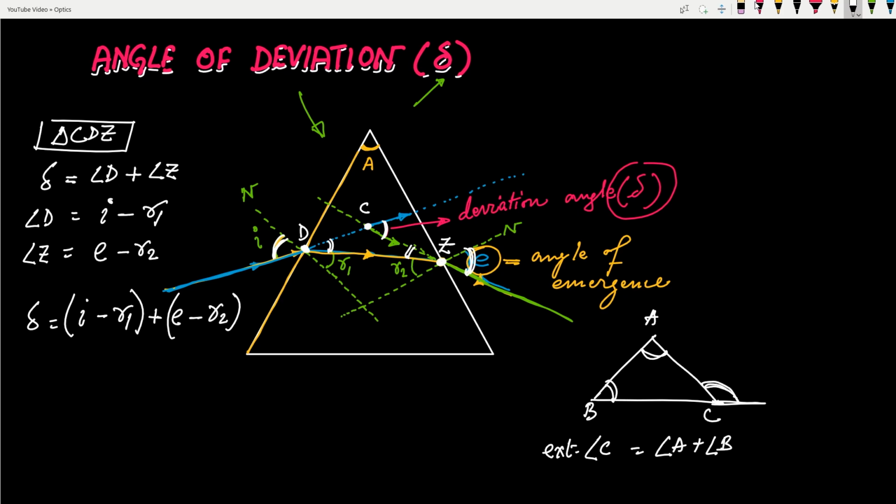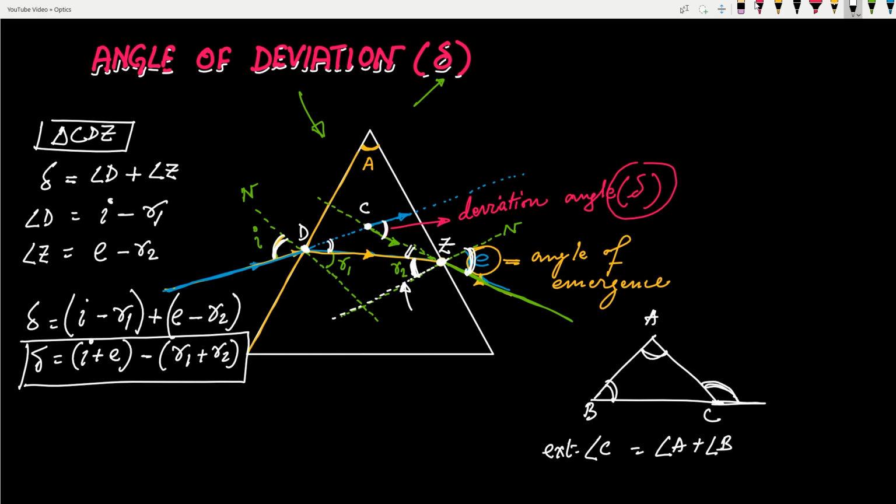Now if you look into this figure, what is R2? R2 is the second refraction angle. I have measured that from the normal. We know that the refraction angle is always measured from the normal. So this is the normal to the second surface, and the refraction angle is this one, measured from the normal. So R2 is the refraction angle for the second surface, and E is the angle of emergence. We can arrange this and write I plus E minus, taking it as common, R1 plus R2. So we got the value of delta as I plus E minus (R1 plus R2).